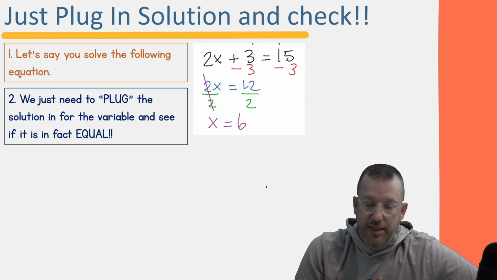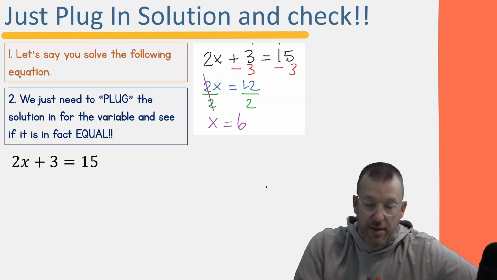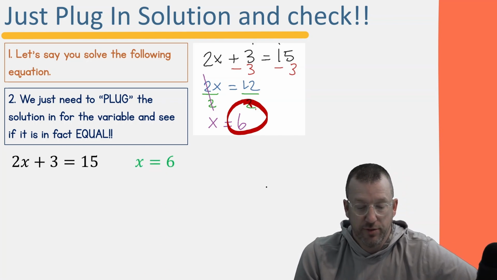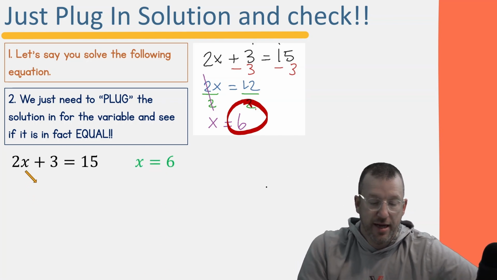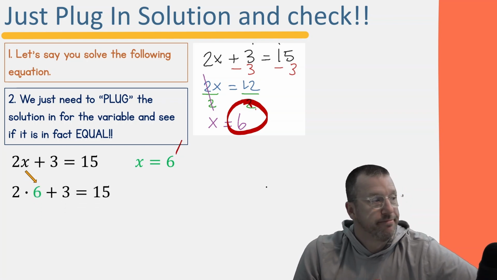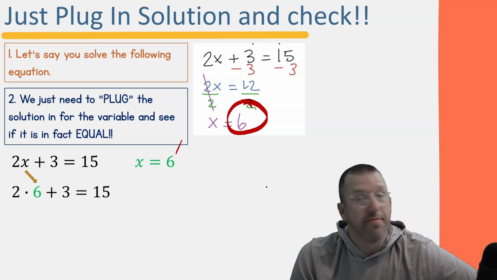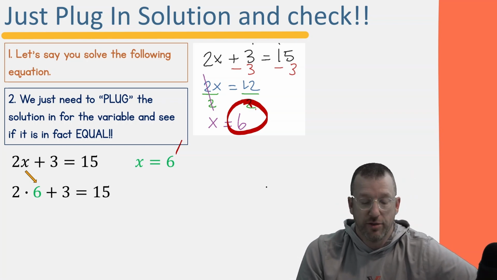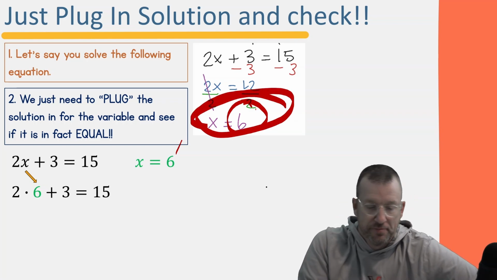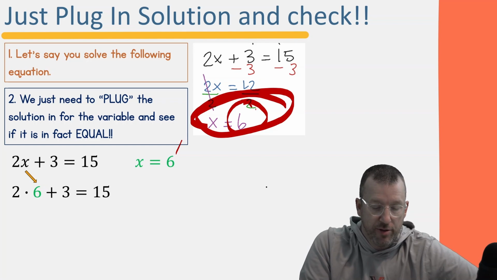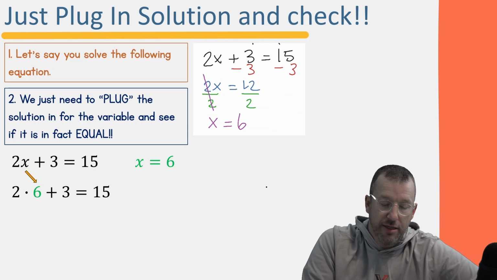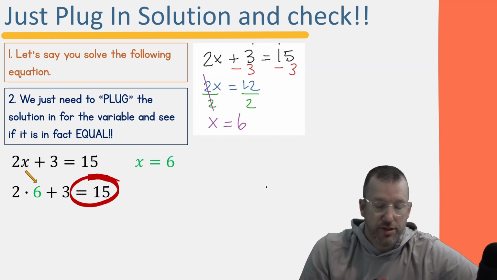So if x equals 6, let's take that 6 and plug it in for the variable. We take that x and plug in the 6. Since 2 is next to x, what it really means is 2 times x, so now it's 2 times 6. Then we use our ability to solve equations and order of operations to solve. We don't need to mess with the other side. All we're messing with is the one side.